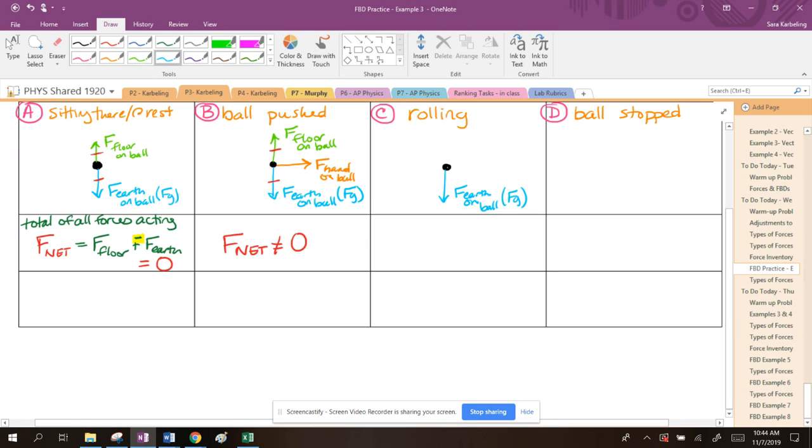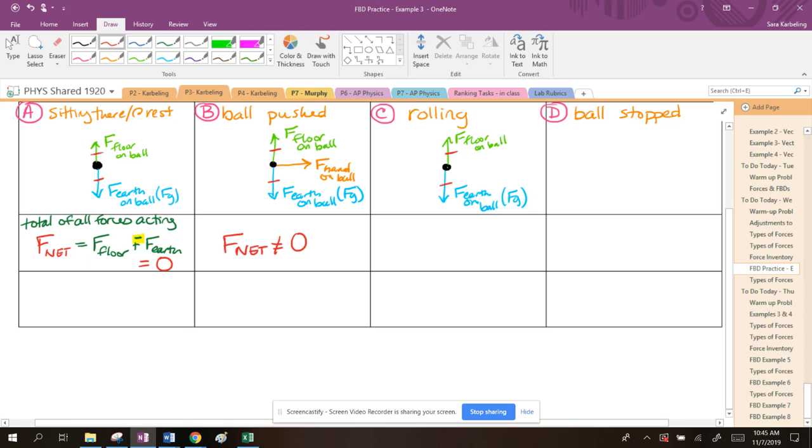Fantastic. Dawson, what you got, my friend? Where does it go? Up. All right, let's do it. How do those two forces compare? The floor on the ball and the earth on the ball. Same. See some patterns here? All right.